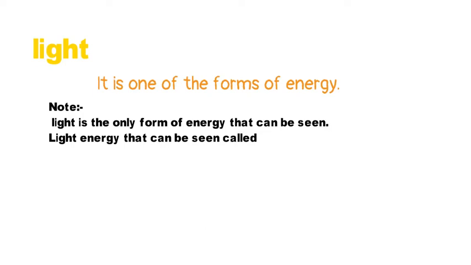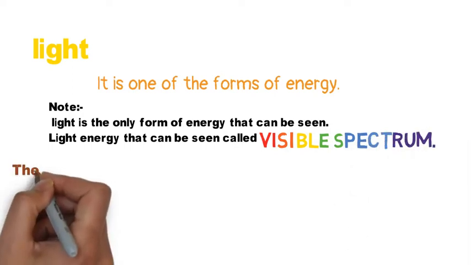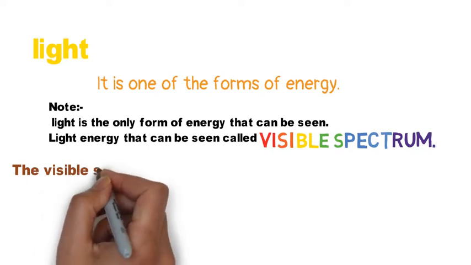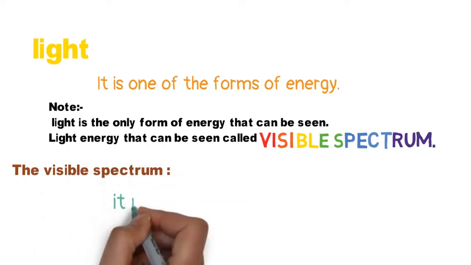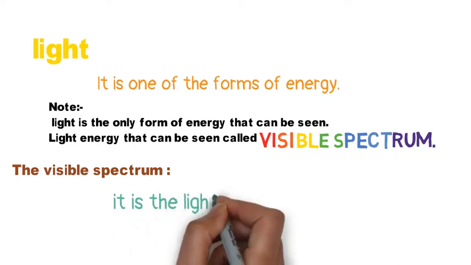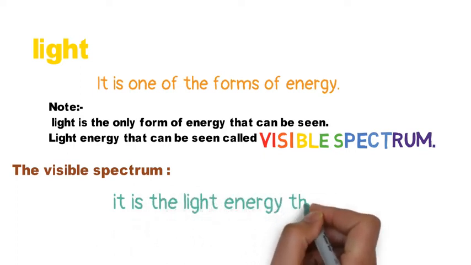The light energy that can be seen is called the visible spectrum. What is meant by the visible spectrum? The visible spectrum is the light energy that can be seen.